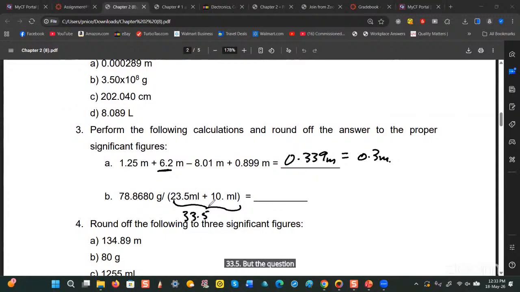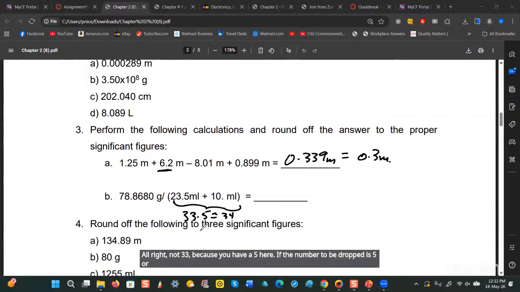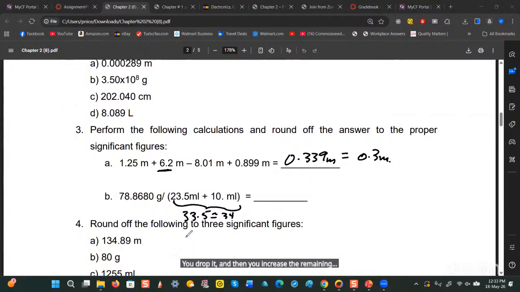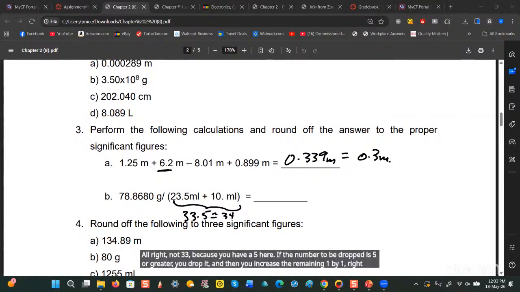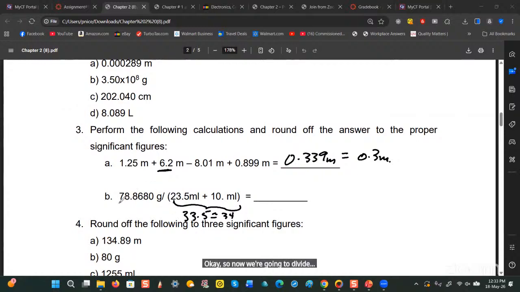But the question is, to what extent do we need to round off that part of it? I'm sorry? 0 decimal places, which means that this is rounded off to what? 34. All right? Not 33, because you have a 5 here. If the number to be dropped is 5 or greater, you drop it and then you increase the remaining 1 by 1, right? Okay, so now we're going to divide the 78.860 by 34, right? So let's do that.